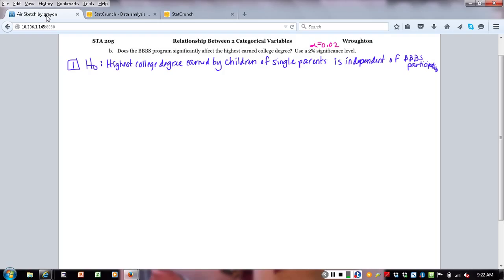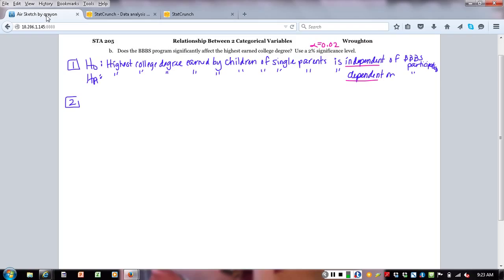And then the alternative is the same idea except for that they're dependent. So highest college degree earned by children of single parents is dependent on the big brothers, big sisters participation. So again, the only difference is independent versus dependent. Or in a sense, again, the alternative is that there is a relationship between them.